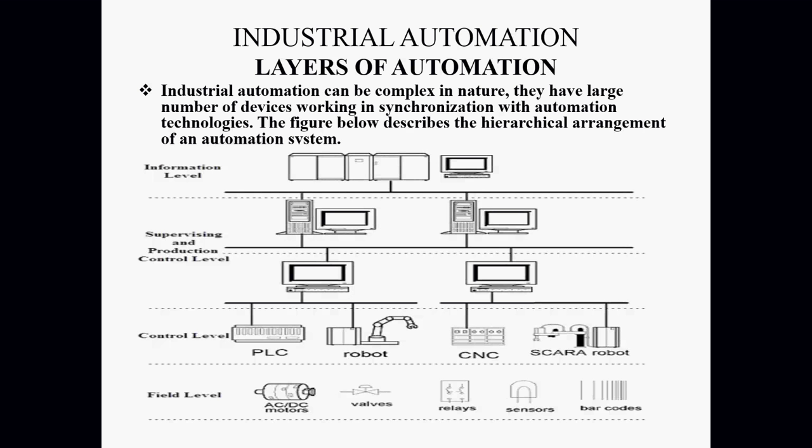Right. So let me put that in my words as well. What you have explained is very correct. So we have 4 different levels. You have field level, then you have control level, then there is the supervisory and production control level, and then there is the information level.